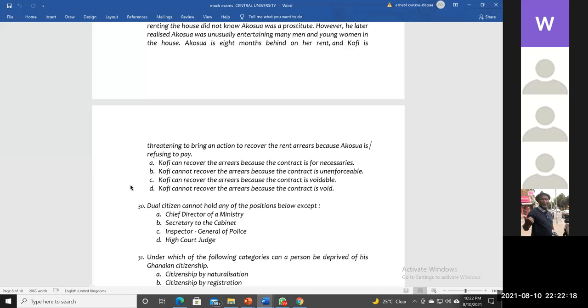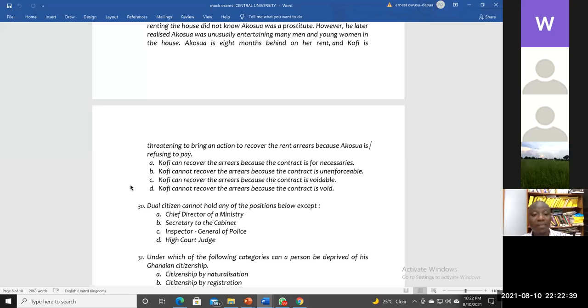If you look at the list, the Justice of the High Court is not included. Okay, then insofar as Section 16 is explicit, that is the Chief Justice and Justices of the Supreme Court, what it means is that the position of High Court Judge can be held by a dual citizen.